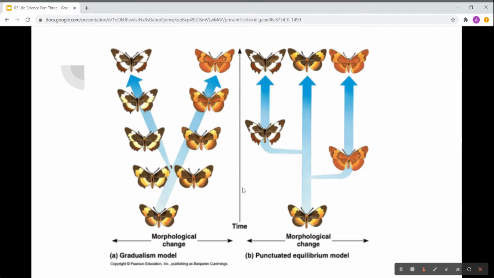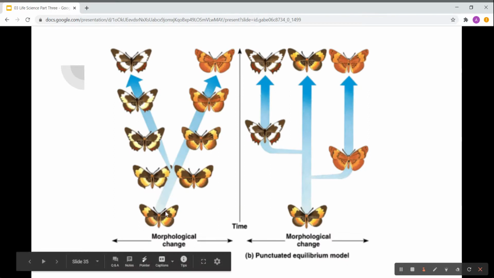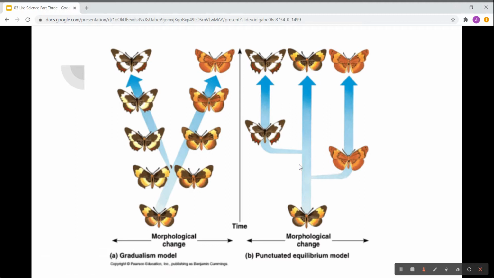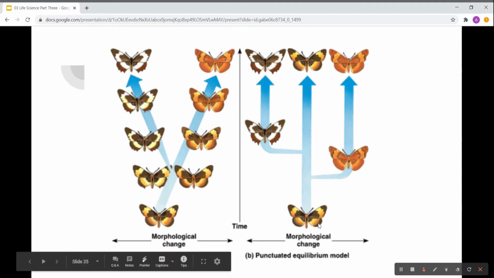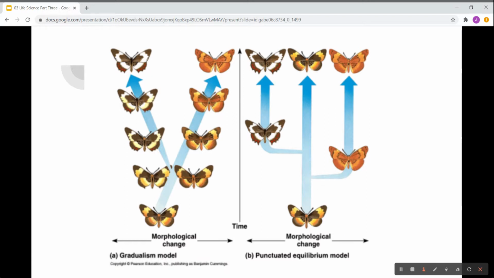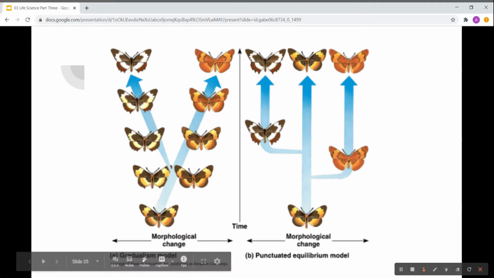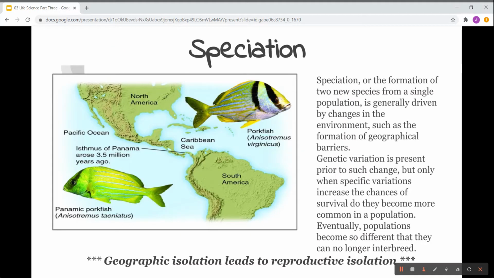So then this is a different version. This is gradualism, so gradual changes as time goes on. This butterfly changes dramatically into the orange one, that one changes darker, that one changes into this one. Okay, so that is gradualism and punctuated equilibrium. Now something called speciation.